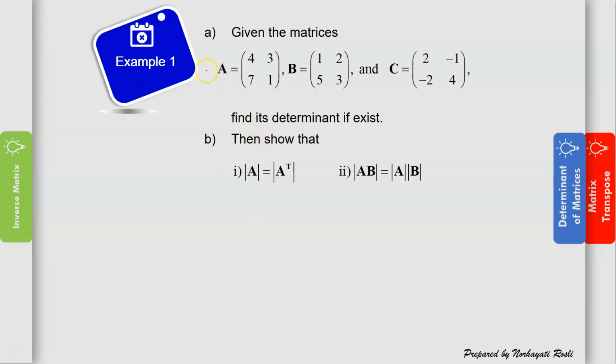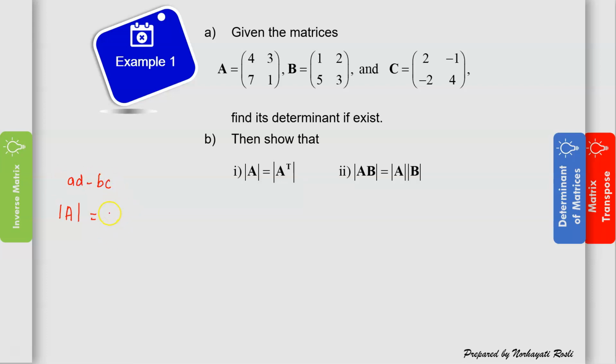Let's go to this example 1. We have now 2 by 2 matrices, which are the A, B, and C matrices. The question asks us to find their determinants. So we do first example 1A. In this case, to compute the determinant of A matrix, we know that the theorem says it is ad minus bc.